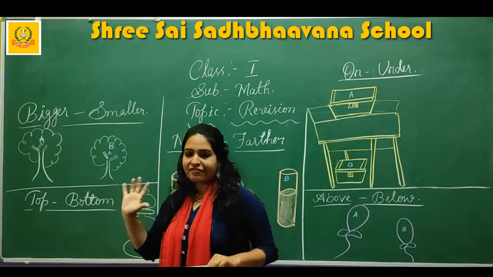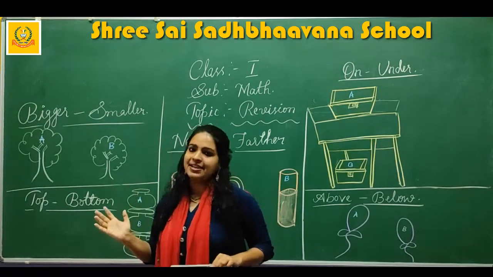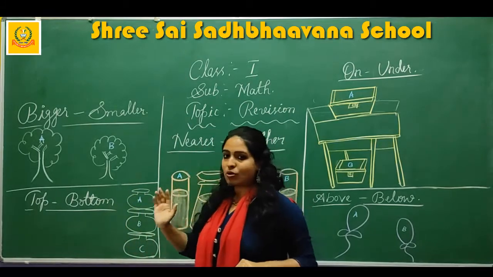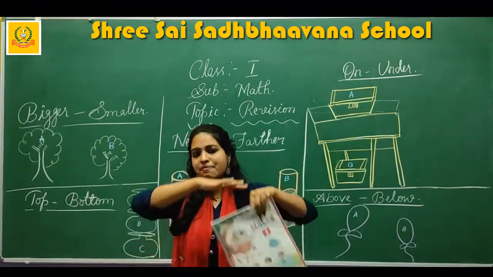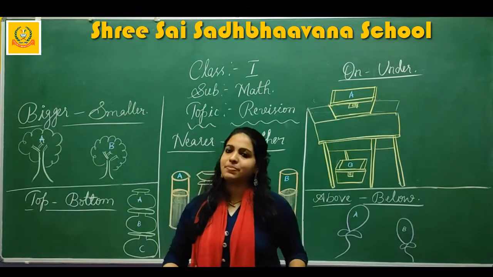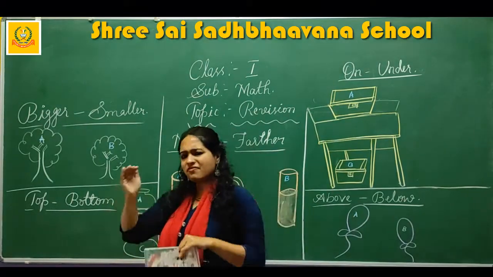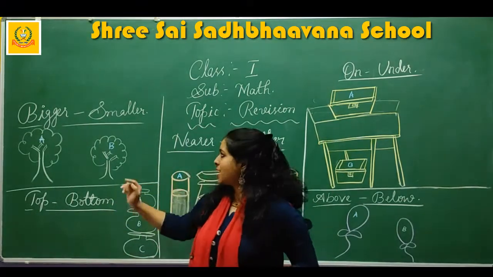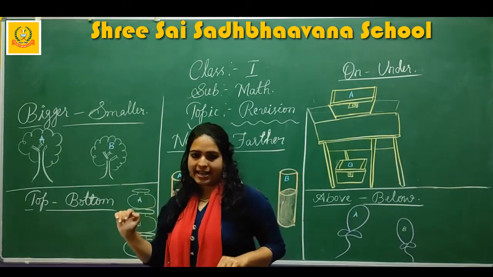Now we understood the difference between the biggest and smallest? So bigger means what? Big in size, which is big in size, that is known as bigger. And small means which is small in size, that is known as smaller or smallest.